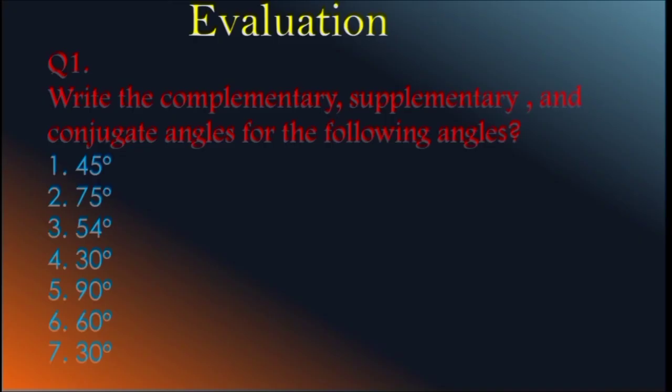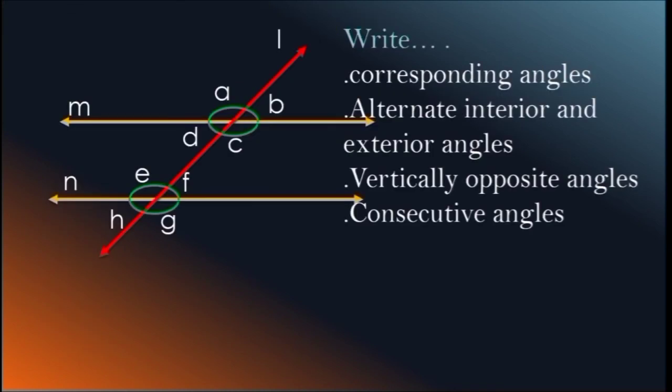Evaluation. Write the complementary, supplementary and conjugate angles for the following angles: 45 degrees, 75 degrees, 54, 30, 90, 60, 30 degrees. And write corresponding angles, alternate interior and exterior angles, vertically opposite angles, consecutive angles for this figure and transversal.